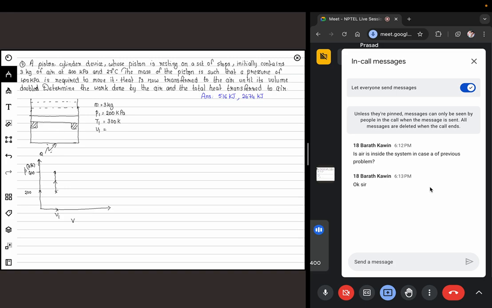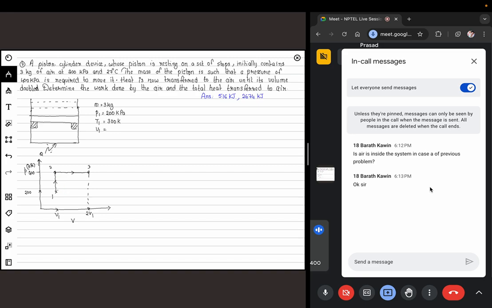So how long does the process happen? The process happens till volume is doubled. So let's say you reach another volume here, that is 2 times V1. So I have 3 states: the initial state, then an intermediate state, and then a final state V3. So 2 to 3 is a constant pressure process, and 1 to 2 is a constant volume process.